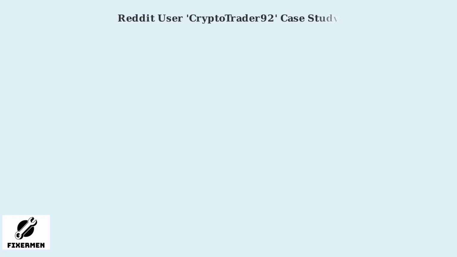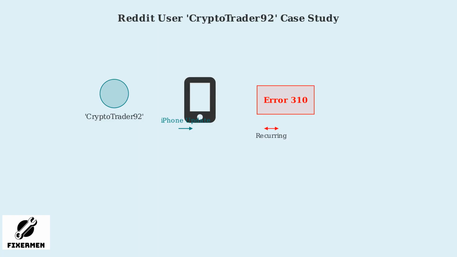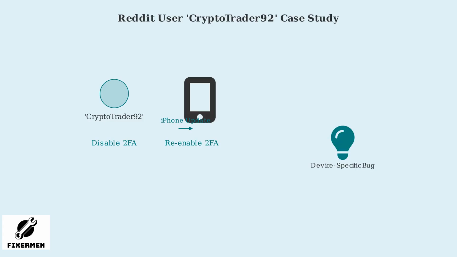A Reddit user named CryptoTrader92 experienced recurring error 310 after updating their iPhone. The solution involved disabling and re-enabling two-factor authentication, which revealed a device-specific bug. This case study highlights the importance of cross-device compatibility testing.